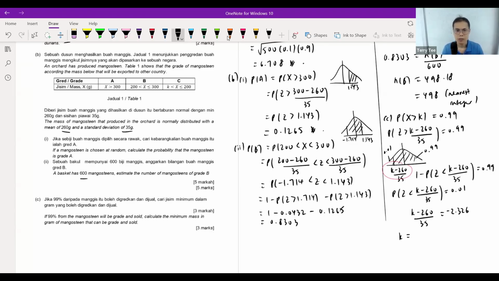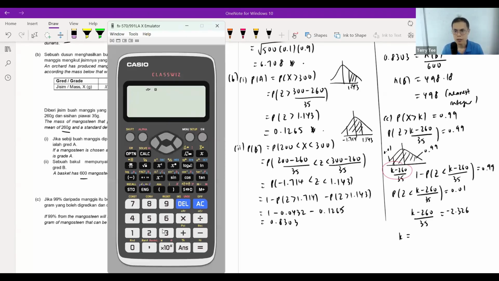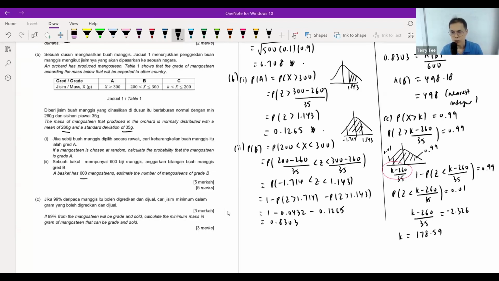Okay, so now lastly, we use our calculator, negative 2.326. You times with 35, you plus with 260, find your K value. My K is 178.59. 178.59. If you round it off, is 178.6. Okay. Or you can even take 179.